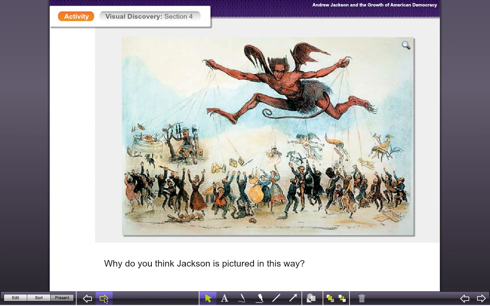So we have to think, why do you think Andrew Jackson is pictured this way? What might be the reasons for making him look like this kind of demonic character? Think about some of those things.